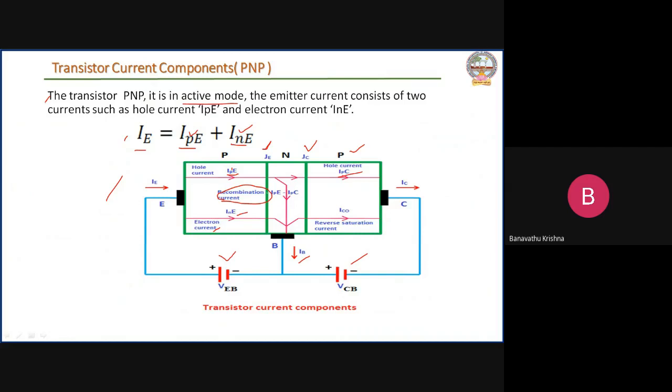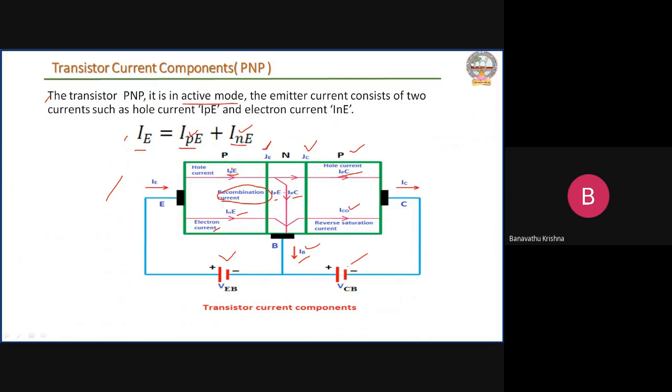So the total current, the bulk current available in the base region, is the difference between the emitter current and the collector current, that is nothing but the base current. And here one more current occurs in the collector region, that is nothing but ICO. It is the reverse saturation current.